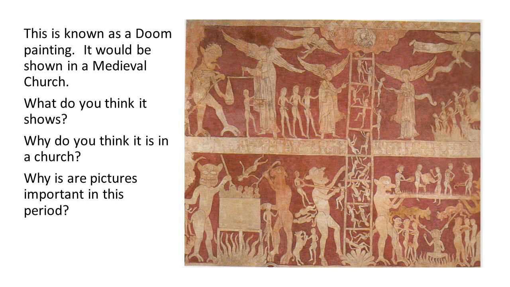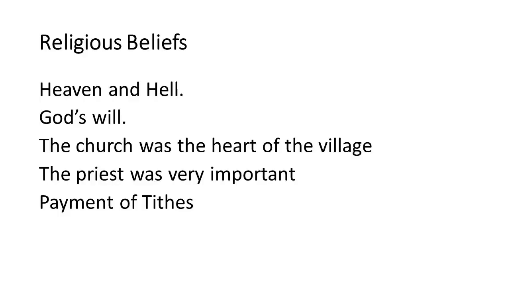Now today we're going to start looking at the role of the medieval church. So let's have a look at religious beliefs. And I want you to make a subheading in your notes for this, religious beliefs. Again, pause the video if you need to. And then we're going to talk about five key things: heaven and hell, God's will, the church, priests, and the payment of tithes. So heaven and hell. Now people believed in heaven and hell. If you were good, you went to heaven, and if you were bad, you went to hell. So make sure you've put that in your notes, please. Don't forget, pause the video if you need to.